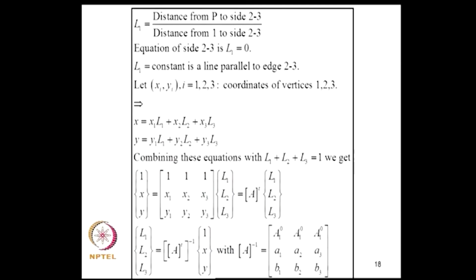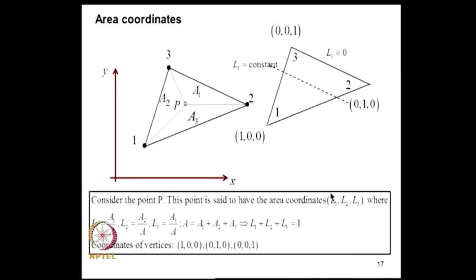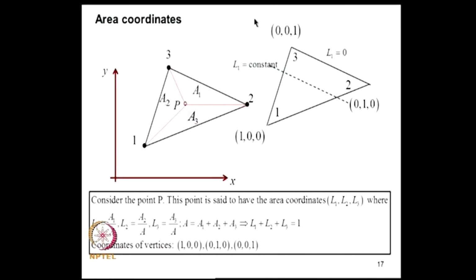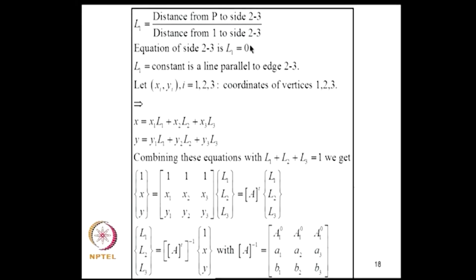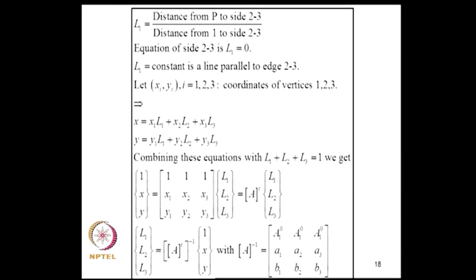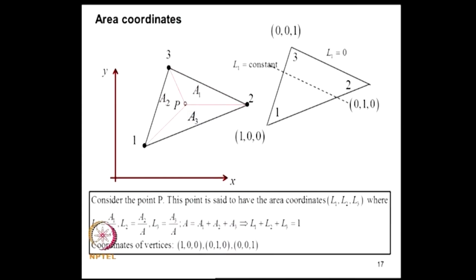We can also define L1, which is the area coordinate at node 1, to be the distance of point P to the side 2 3, divided by the distance from 1 to side 2 3. So, that means you find the distance of 1 to this line 2 3 and this to this, and that ratio is also equal to L1. So, the equation of side 2 3 is L1 equal to 0, right. On this edge L1 is 0. So, if you draw a line parallel to this line, it will be a line having L1 equal to constant.